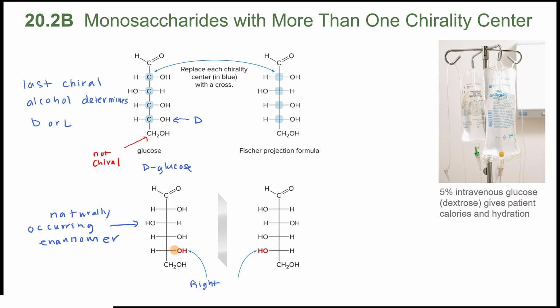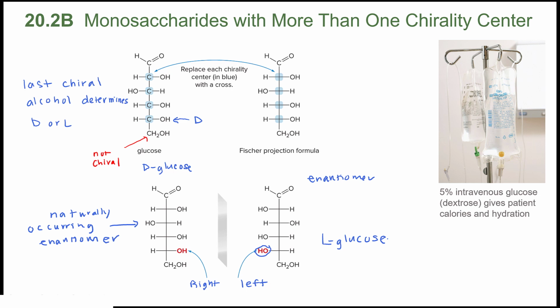So that last chiral OH there is on the right side, so that's going to tell us D. And then the other version is the enantiomer. We can see our mirror plane there, and the OH on this one is on the left side. This is L-glucose. This one is not naturally occurring.